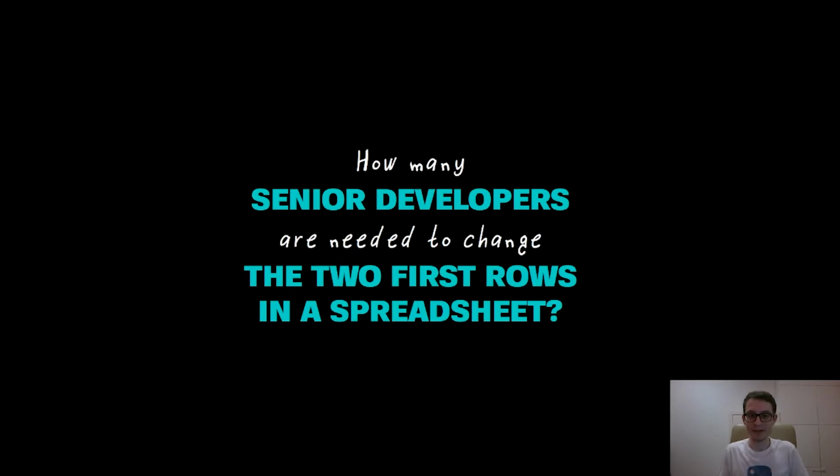An example learning. How many developers are needed to change the first two rows in a spreadsheet? So let's make it easy. Spreadsheets may be difficult. They usually have sub-sheets in tabs, there's formatting, text areas. Let's make it a CSV, okay? One of the simplest formats you can imagine. How many senior developers on average are needed to change two rows?